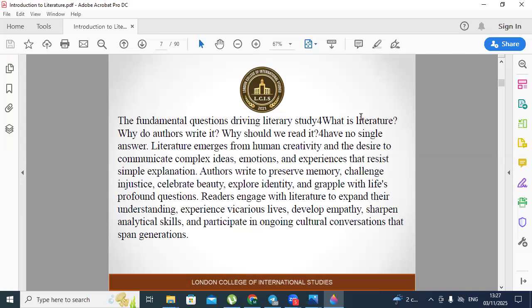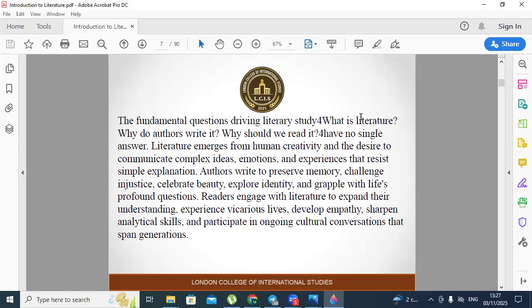Literature emerges from human creativity and the desire to communicate complex ideas, emotions, and experiences that resist simple explanation. Some experiences are too layered, too emotionally charged to be reduced to straightforward statements. Literature provides the form for expressing what cannot be said more directly. Authors write for many reasons. Some write to preserve memory, personal memories, community histories, cultural traditions that might otherwise be lost.